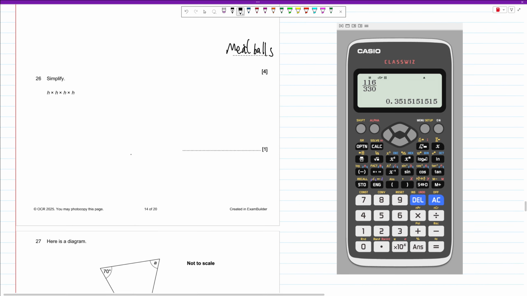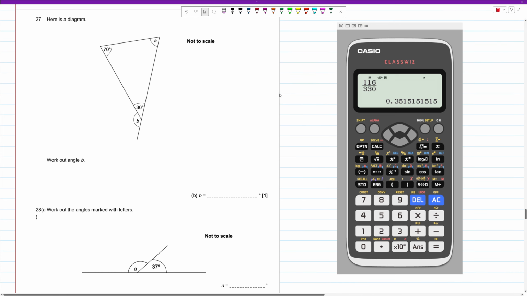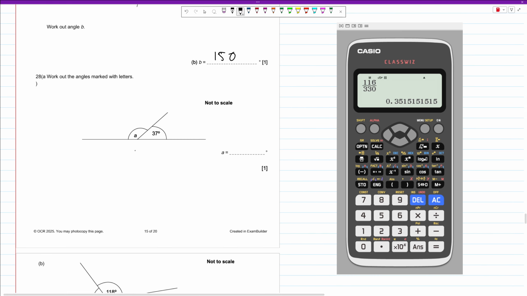Okay, some nice simple ones. So h times h times h times h is h to the power of 4. Work out angle B. The whole thing adds to 180. So that means that this bit must be 150. Same logic here. Means that this bit must be 143.